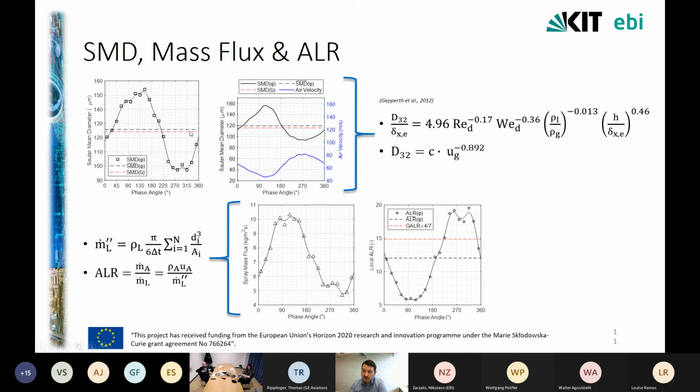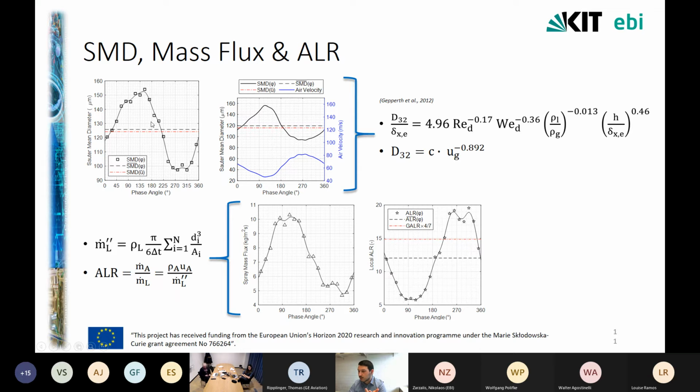Now, if we were to compare the average SMD in a forced case with the SMD of a steady case without oscillation, where the airflow has a velocity which is the average velocity of the oscillating case, then we would see that the two SMDs are quite close, and the SMD of the forced case is slightly higher than the SMD of the average velocity in a steady case.